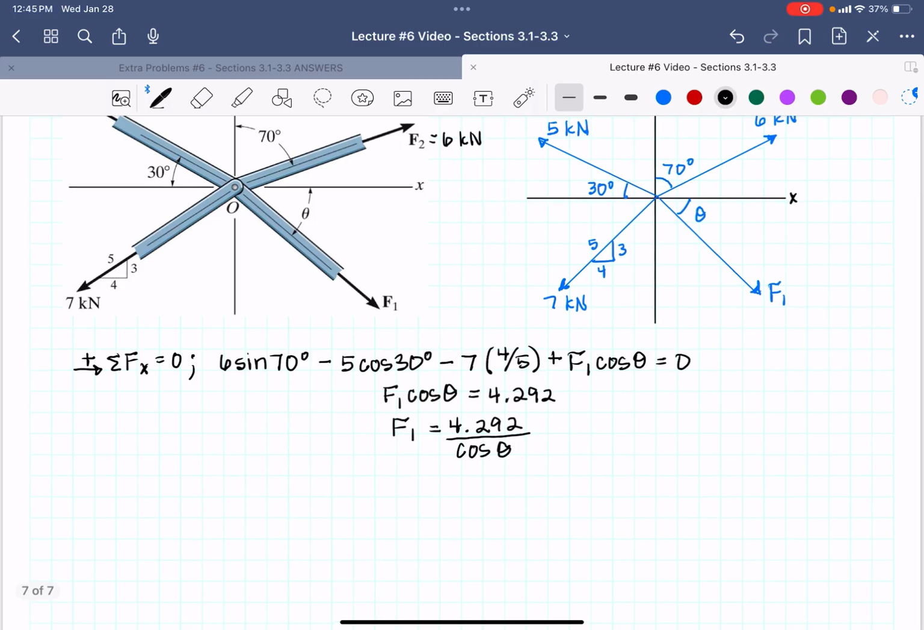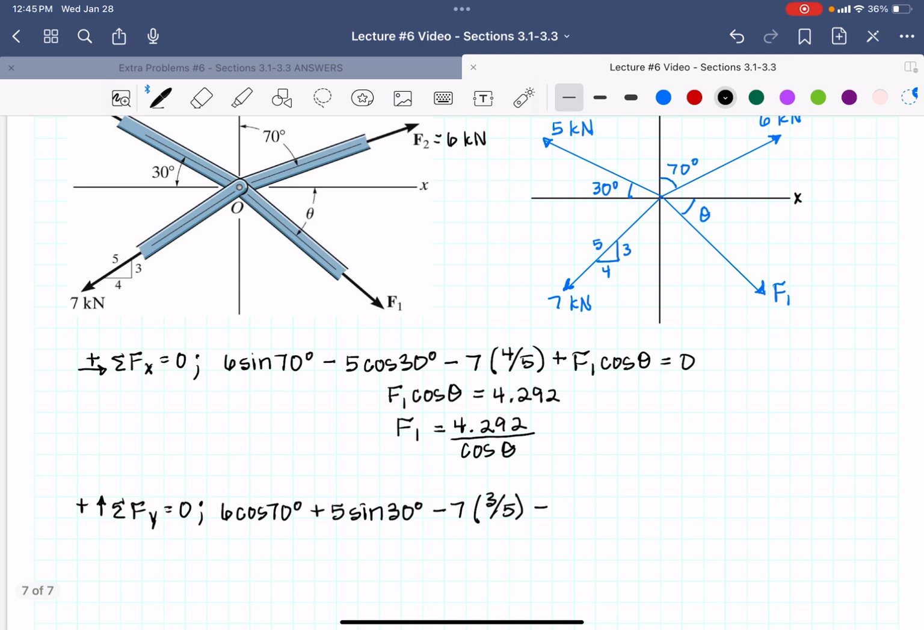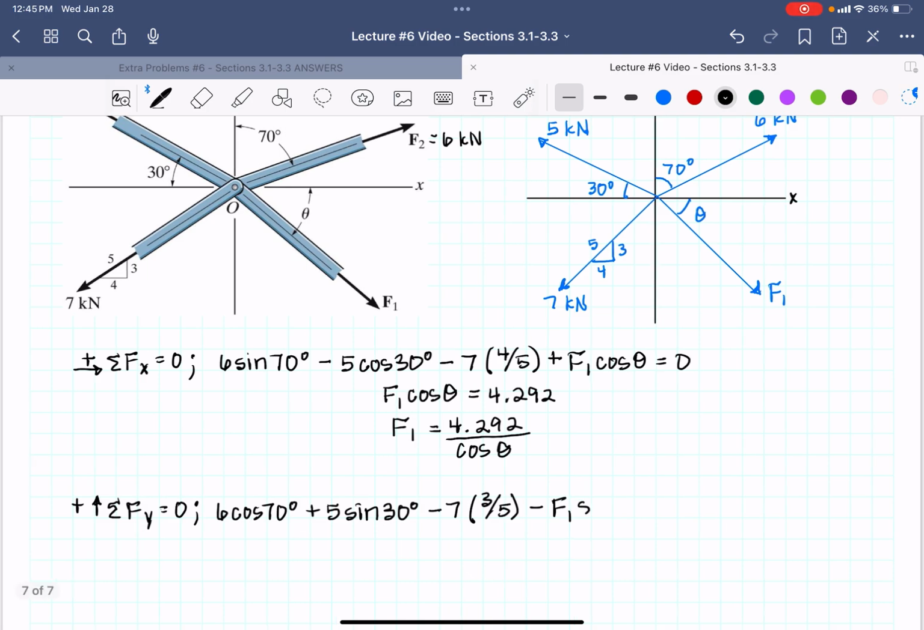Now I'm going to do the sum of the forces in the y direction. So I'm going to say sum of the forces in the y direction equals 0. And in the y direction, I'm going to have the positive 6 times the cosine of 70 degrees. I'm going to have the positive 5 times the sine of 30 degrees. I'm going to have negative 7 times 3 over 5. And I'm going to have negative F1 times the sine of theta equals 0.